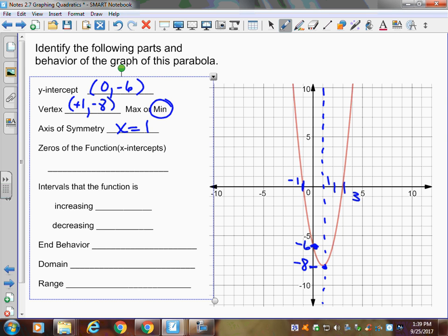Zeros of the function, roots, solutions, they can be written many ways. But for mine, since I'm talking about a graph, I put in parentheses x-intercepts because that's how I want them written. I mean, this one crossed at -1 and +3. If I was giving them as solutions, I'd just say x equals -1, comma, +3. But since I'm talking about a graph, I want to give them as x-intercepts.